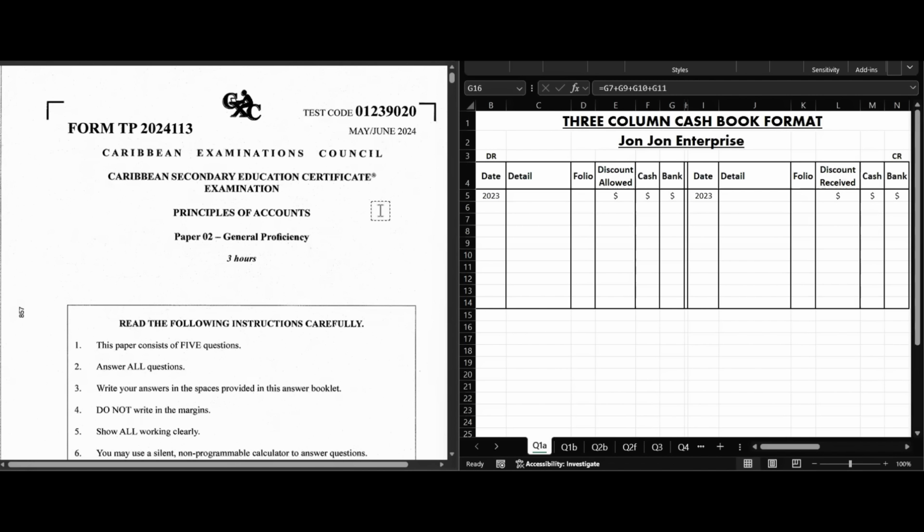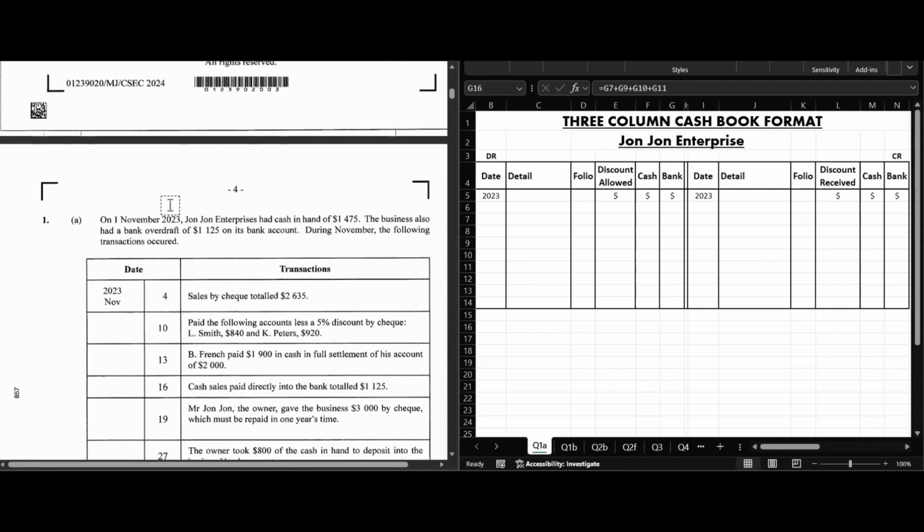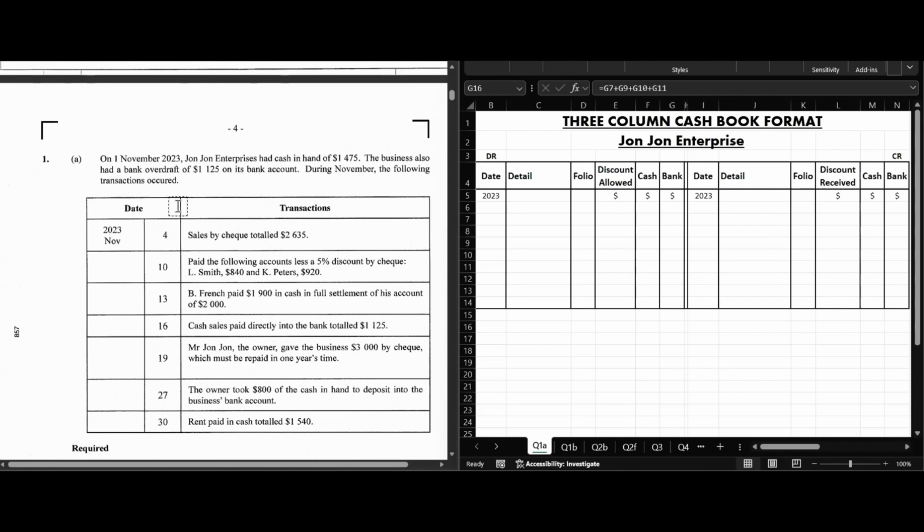We're going to be looking at May-June 2024 POA Paper 2. Alright guys, let's jump into it immediately. So scrolling downwards, you'll see that question 1 asks us about a cash book.